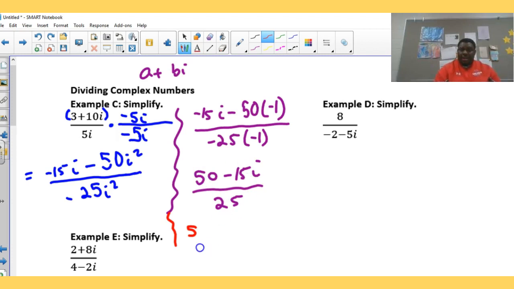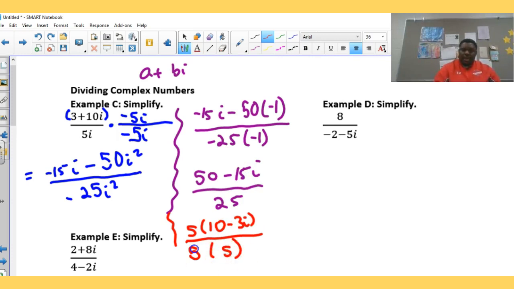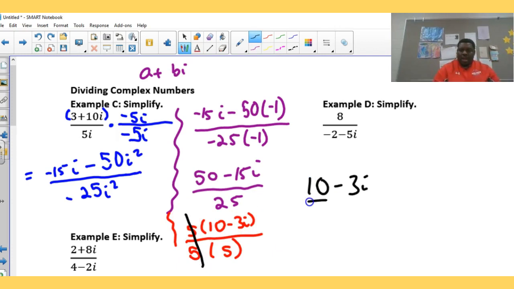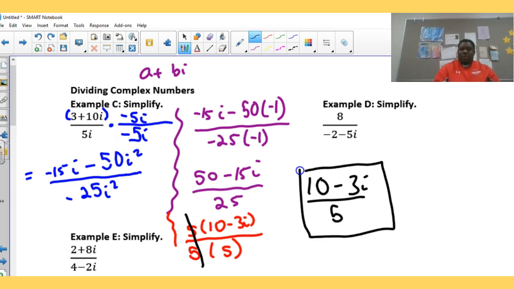All these have 5 in common. So I'm going to factor out a 5. All right. Now, factor all this by 5. 50 divided by 5 is 10. Negative 15i divided by 5 is negative 3i. And 25 divided by 5 is 5. Okay. So that way I can cancel these 5s out when I factor out the 5s. Now, here's my final answer. 10 minus 3i all over 5. This is the final simplified version of our original problem.